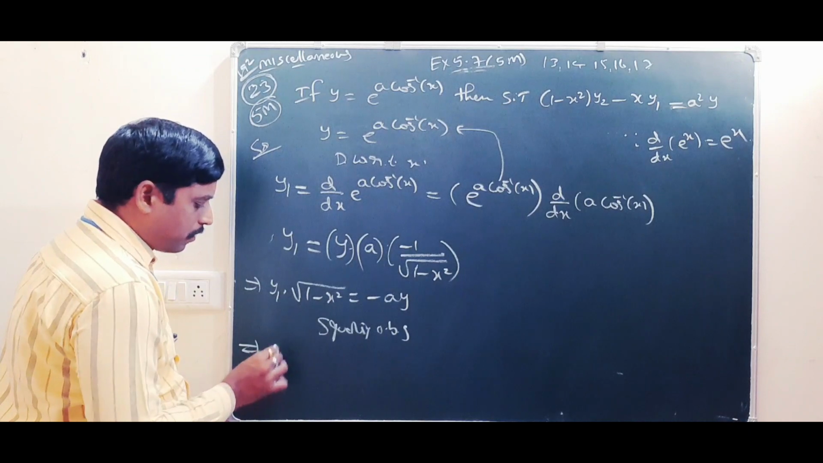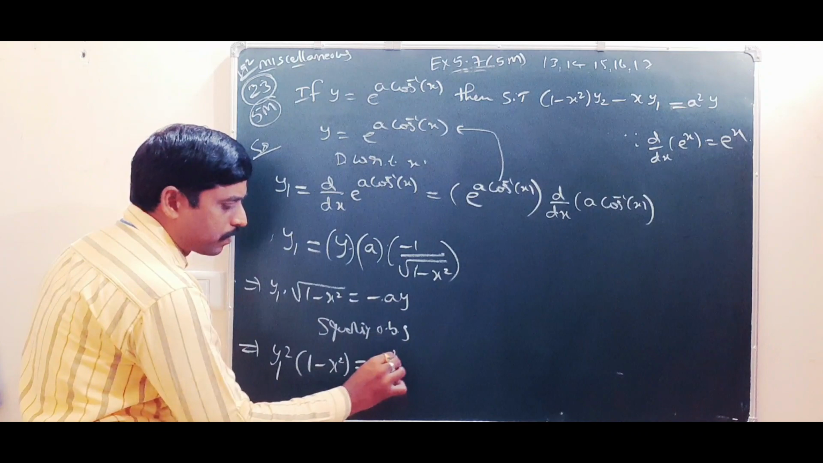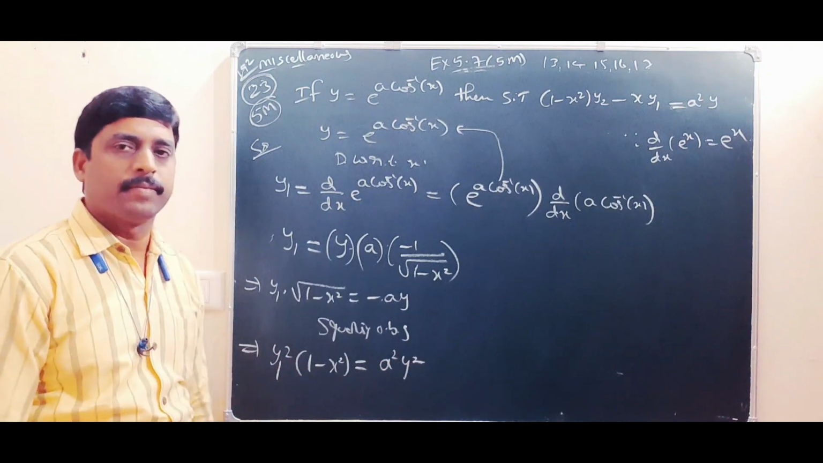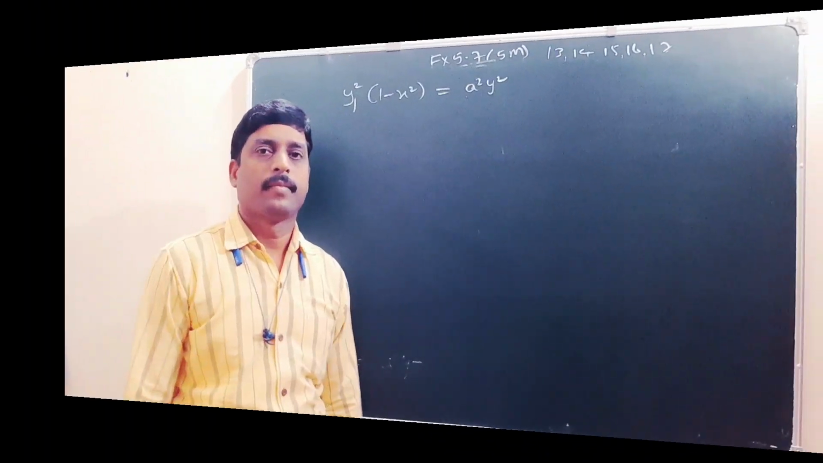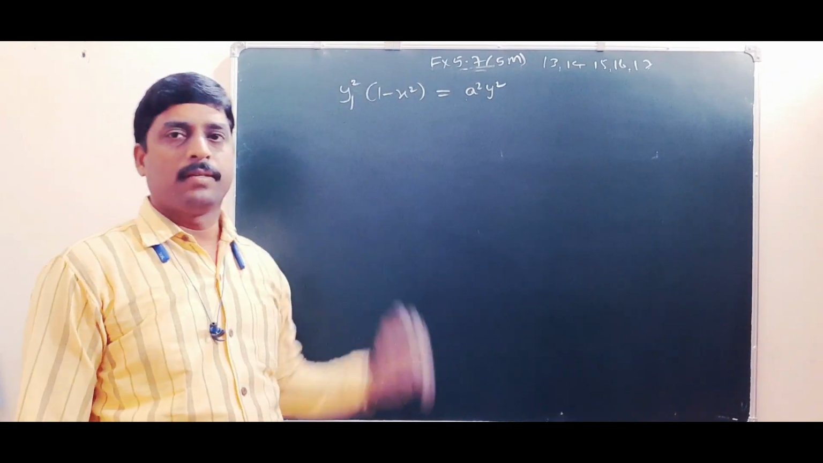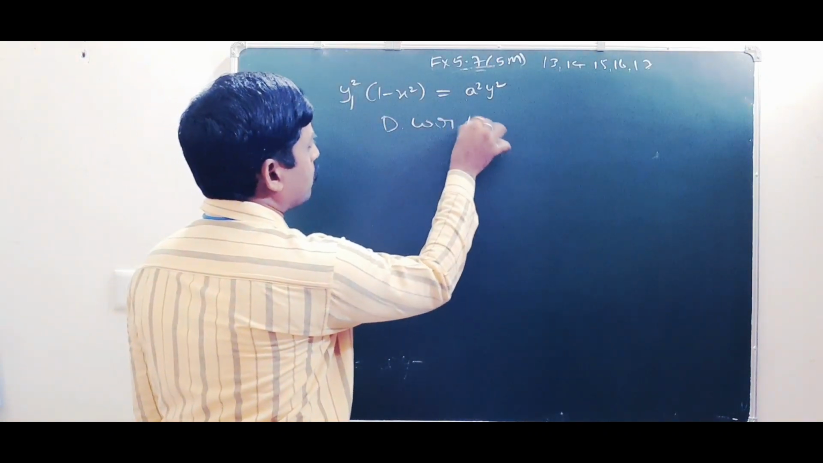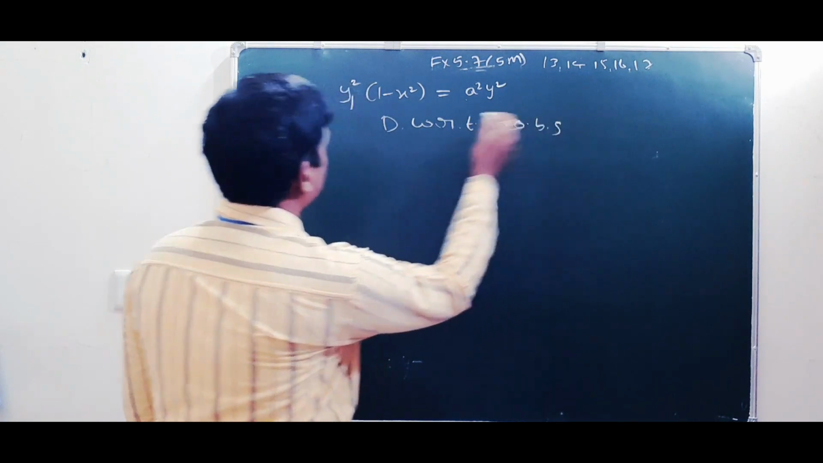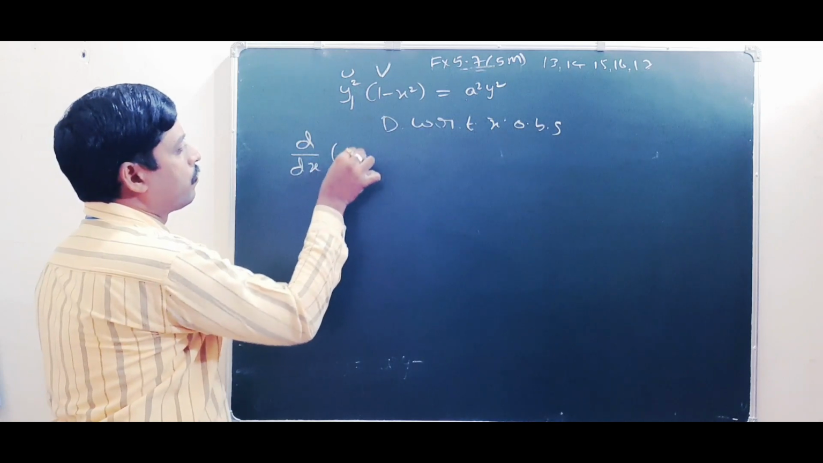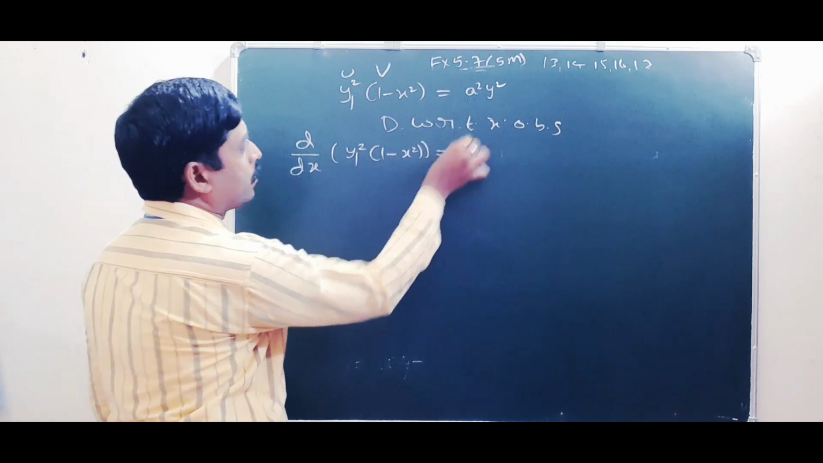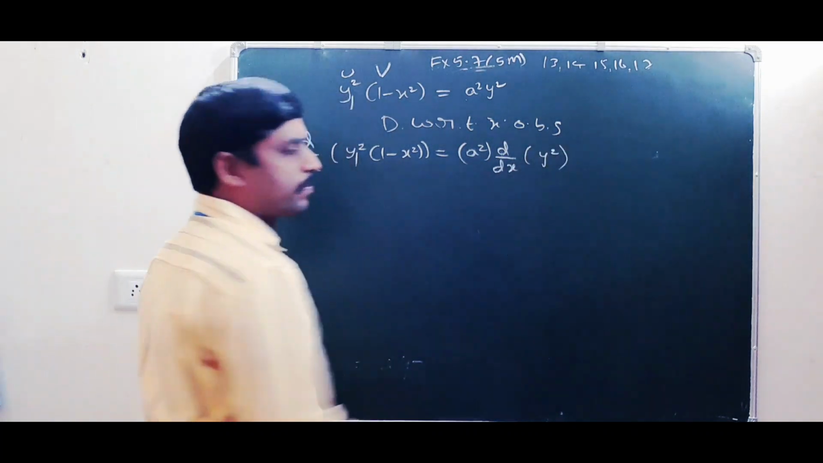So it will be y1 square into 1 minus x square, the root gets cancelled, is equal to a square y square. Okay, we have got this value. Now differentiation on both sides with respect to x. So by using UV method, d by dx of y1 square into 1 minus x square equal to a square, constant, into differentiation of y square.